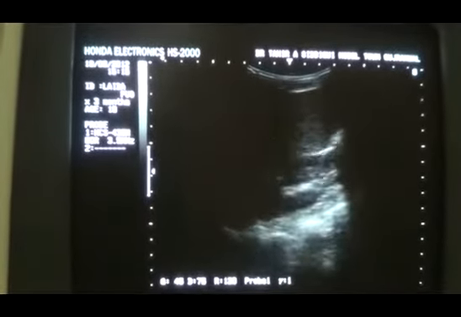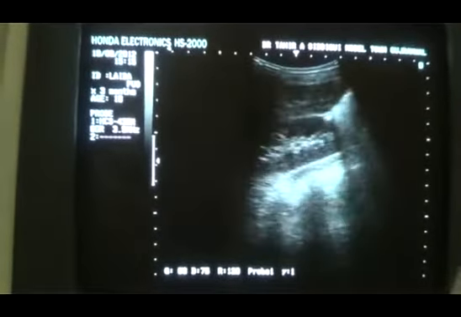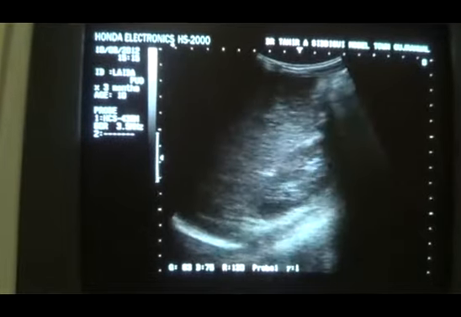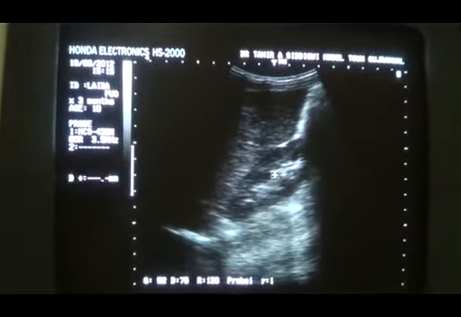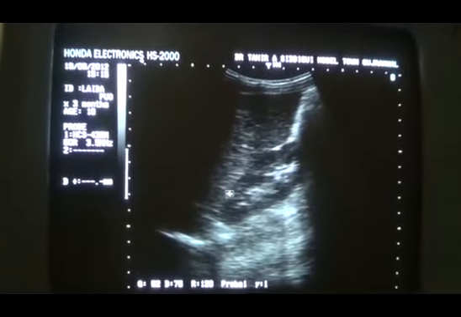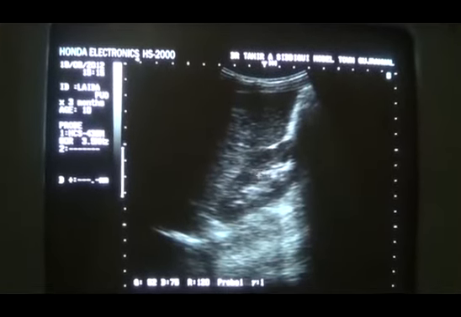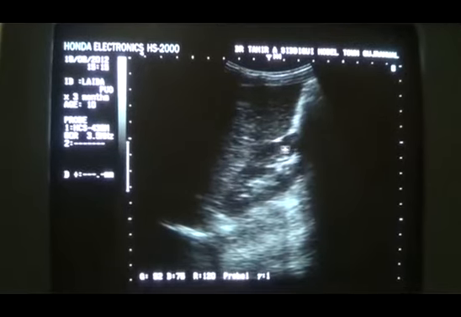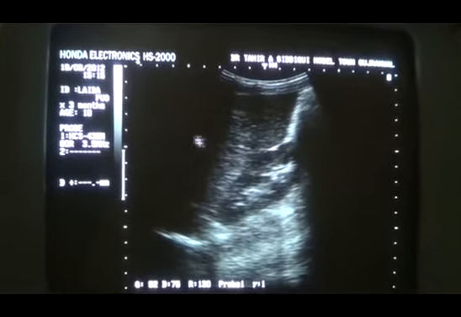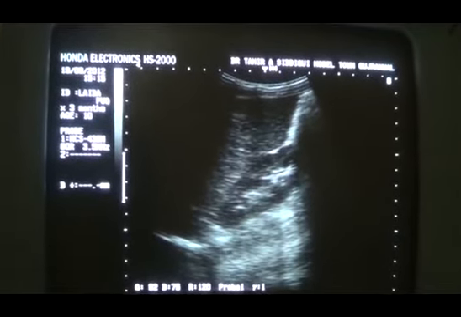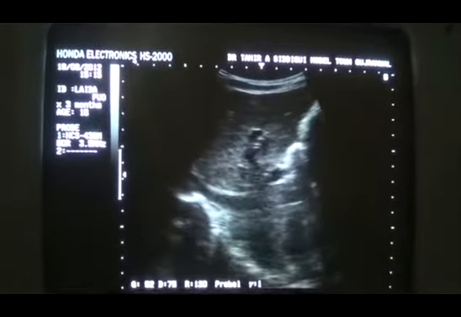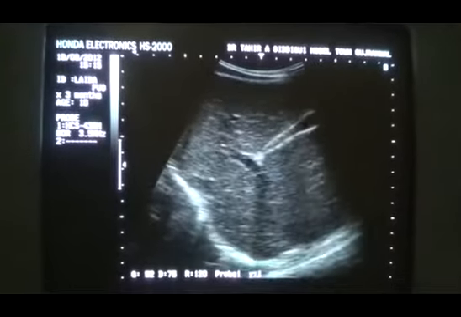Kidney is normal. Comparing the parenchyma of the kidney with that of the liver, this is the right kidney, the upper fold, lower fold, the central sinus echo complex, the pyramids, this is normal. This is the liver, diaphragm. So up to this point, it's all fine.